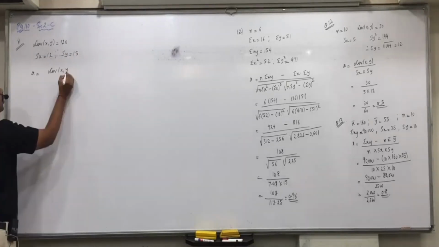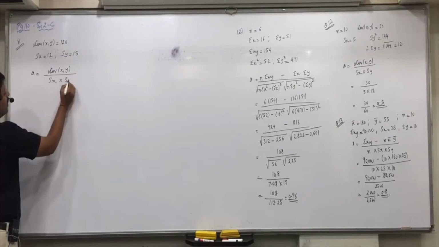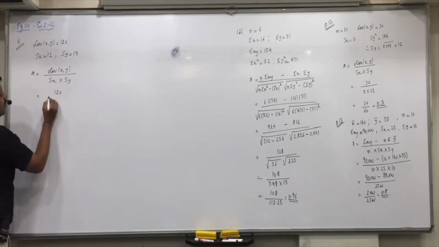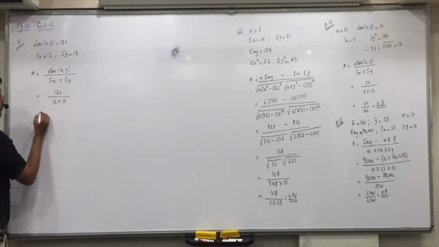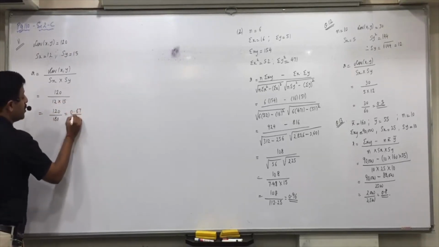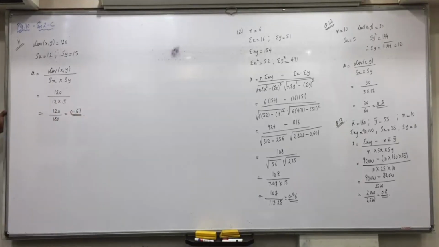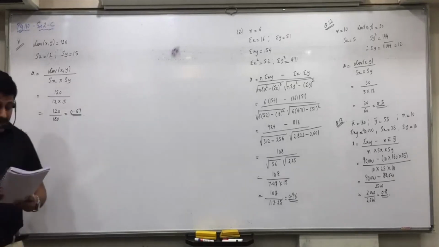Rudra, formula: covariance of x and y upon Sx into Sy. Further, 120 upon 12 into 15. So 120 upon 180, 0.6. Sit down. Did everyone understand that? All are clear with it? And the last question for today, question 12. So all the objective based questions will be completed with this. Okay, only long ones will remain now.